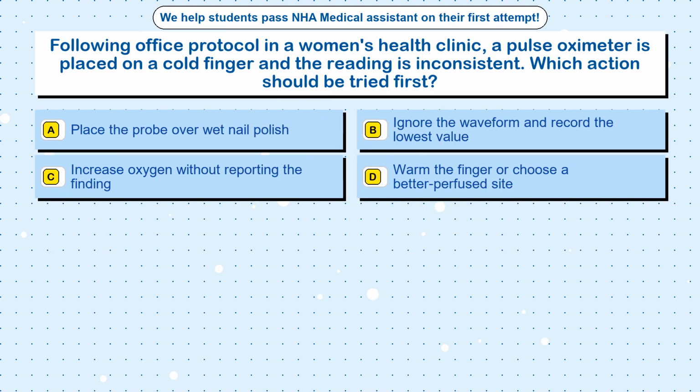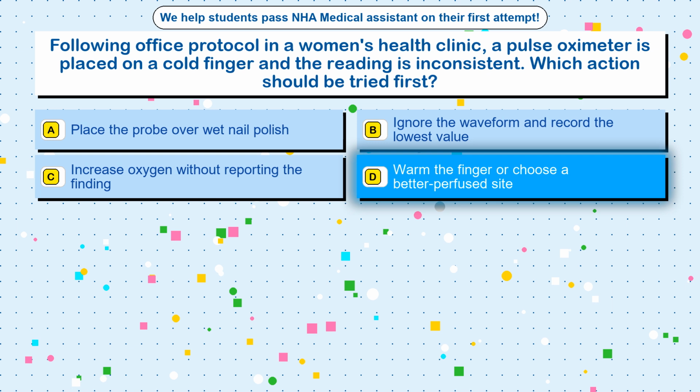Question 87. Following office protocol in a women's health clinic, a pulse oximeter is placed on a cold finger and the reading is inconsistent. Which action should be tried first? Option A, place the probe over wet nail polish. Option B, ignore the waveform and record the lowest value. Option C, increase oxygen without reporting the finding. Option D, warm the finger or choose a better perfused site.